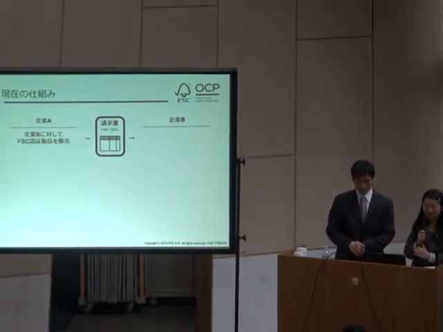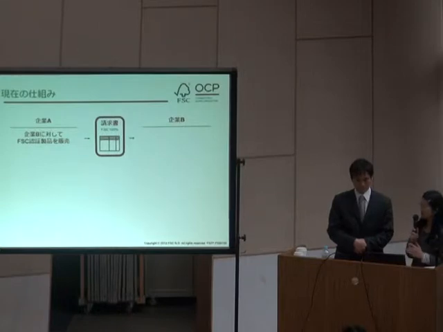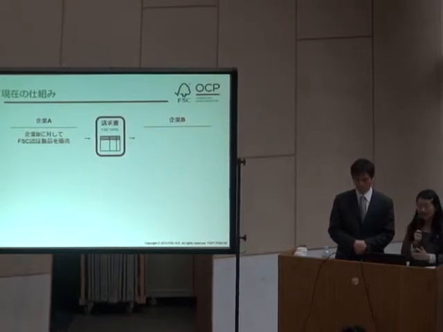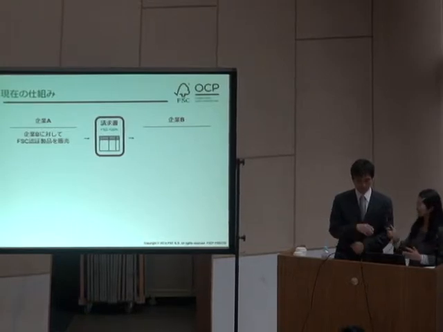Let's see how the current system is working. First, there are two certificate holders, A and B. A is selling FSC-claimed goods to B.